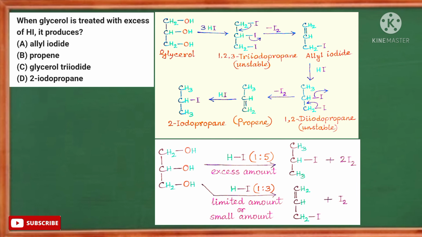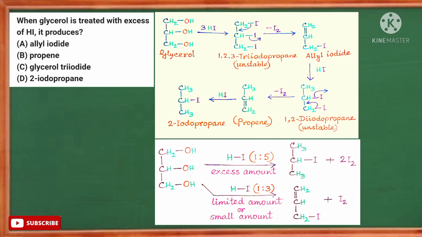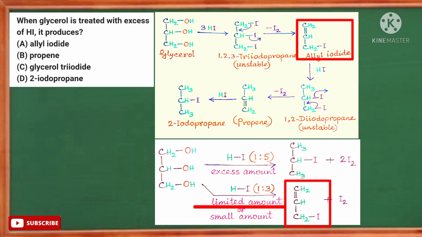So to find the correct option of this question, you must concentrate on the condition given in the question. If excess amount of HI is given, the product is of course 2-iodopropane, and if no condition is mentioned, that is, excess HI is not mentioned in the question, you have to assume that excess HI is not available, that is, the reaction occurs with the limited amount of HI and the product is allyl iodide.